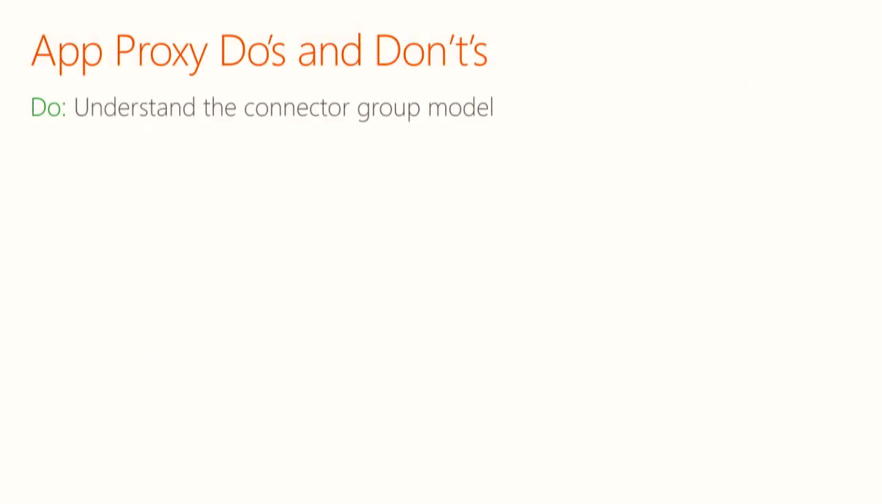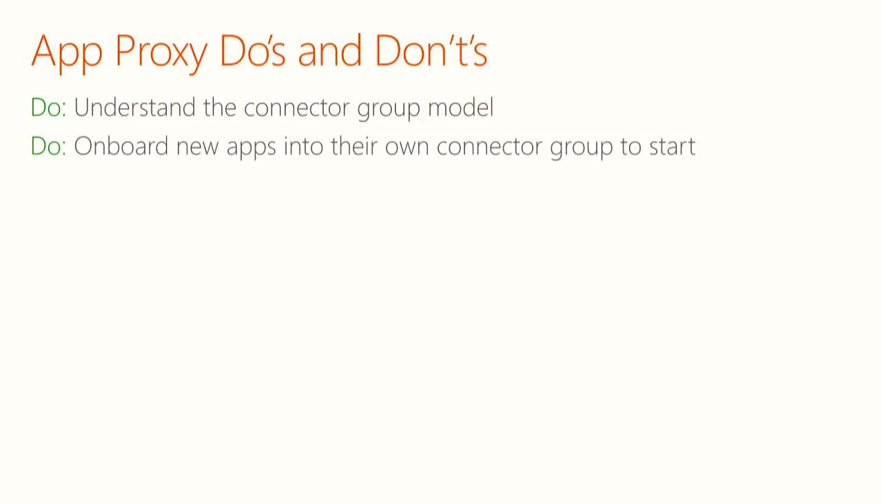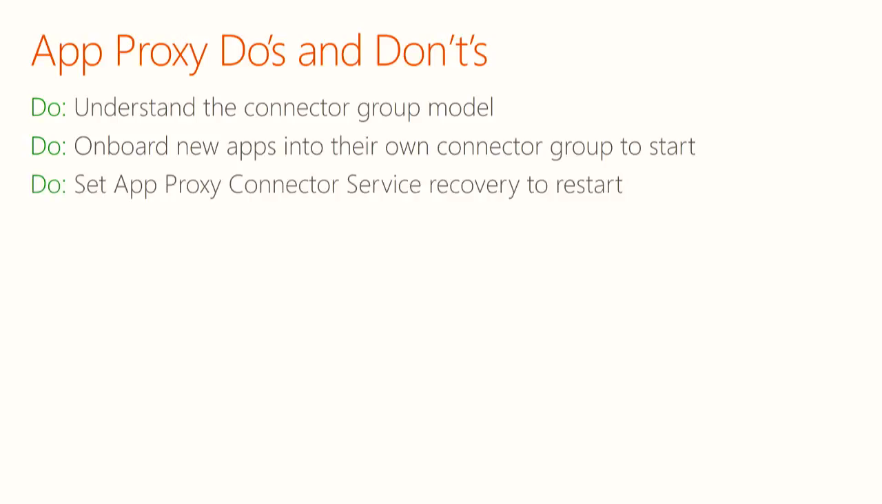Okay, so App Proxy, understand the connector group model. So this is really around, we need more than one connector for resilience. We need to have those connectors in a location where they're able to connect to the applications on port 80, port 443, but we also want them to be close to those applications from a latency point of view, etc. Onboard new apps into their own connector group to start with, so we can understand the impact of those applications, the throughput and those types of things. It allows you to segregate stuff while you're testing, and then you can consolidate later. Set up proxy connector service.